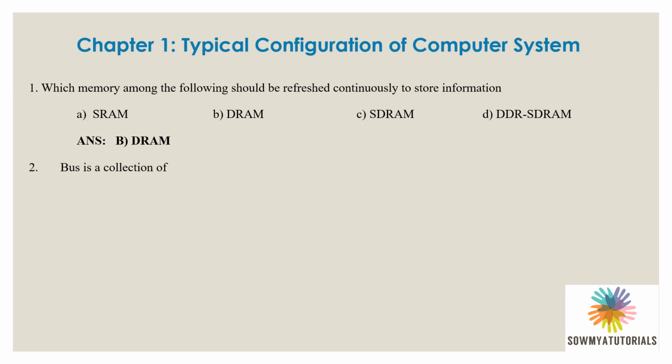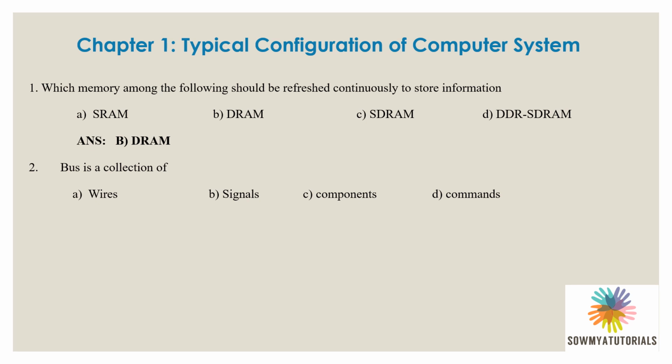Then question number 2, what is a bus? So a bus is a collection of what? What are the options here? Option A, wires. Option B, signals. Option C, components. Option D, commands. So what is the answer?